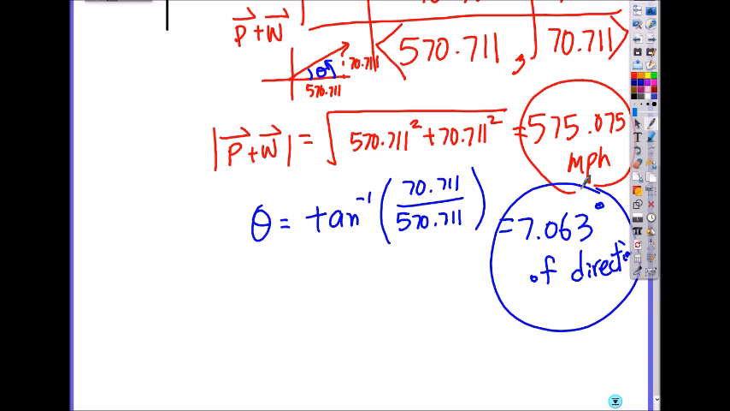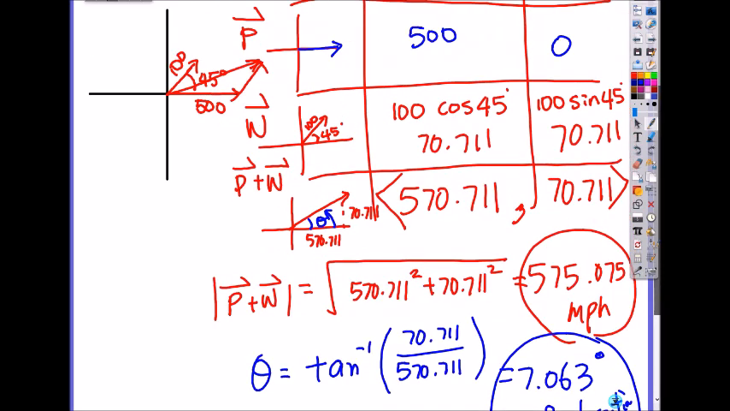Are we done? What if the question asks you to find the angle measure of bearing? What would you do? Yeah, it's this angle. This is the bearing, right? So you will do 90 minus that to get that angle of bearing. So read questions here.